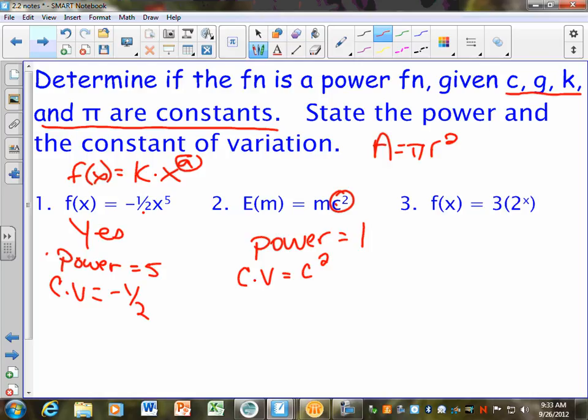I feel like we're making this much harder than it needs to be. What if there's two variables? There's not going to be, or it's not a power function. Like, if there's two variables, you say it's not a power function, and we're not dealing with it.